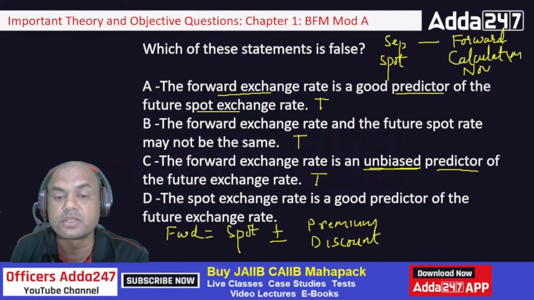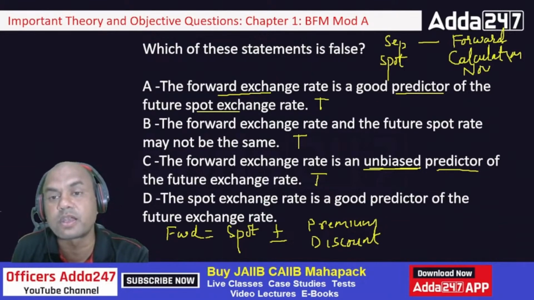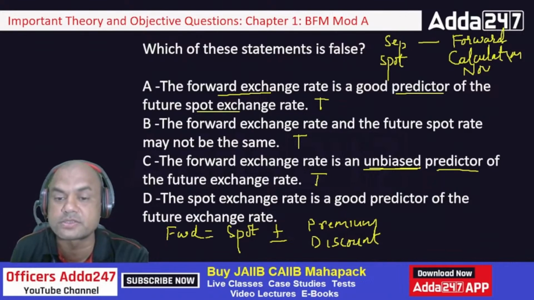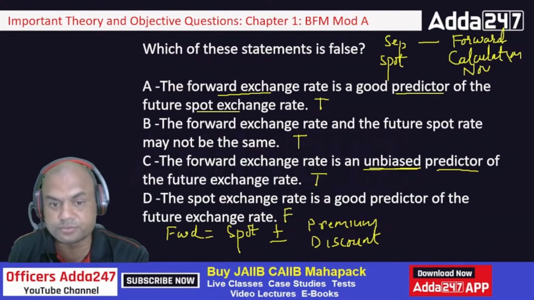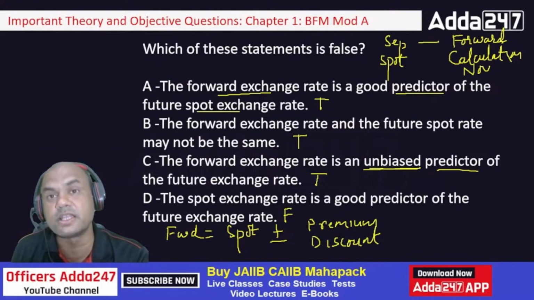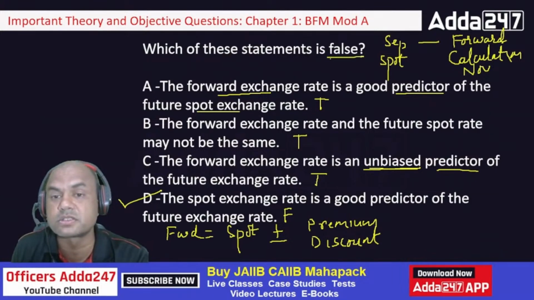What about the last one? The spot exchange rate is a good predictor of the future exchange rate. Spot rate is today and future exchange rate is in future. So whatever is in future, how can this spot exchange rate predict that? So this is false. If it were reversed, the future exchange rate is a good predictor of the spot exchange rate, then it would have been true. So the answer which I want is D, the false one, because I want false. Spot exchange rate is a good predictor of future exchange rate is false.